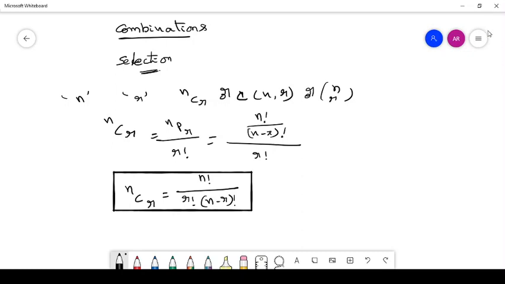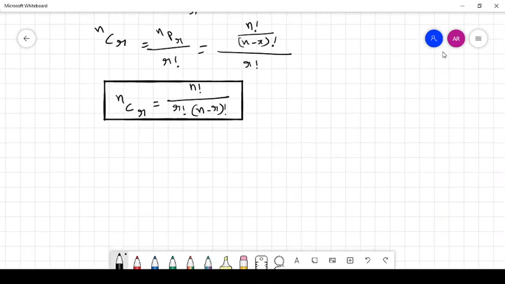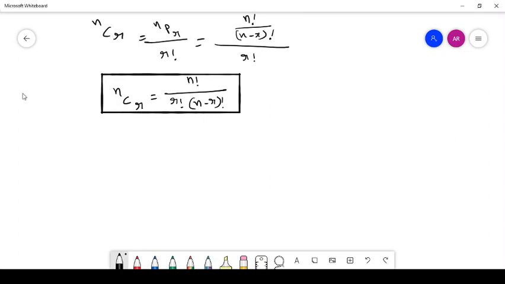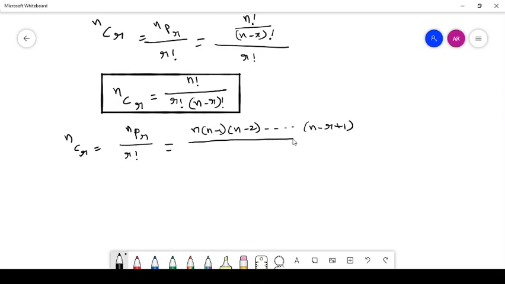Okay, next, nCr is nPr by r factorial. But we know the result. How to write the nPr? nPr is n into (n minus 1) into (n minus 2) into up to (n minus r plus 1). In the chapter beginning we have learned r factorial is r into (r minus 1) into (r minus 2) into up to 2 into 1.